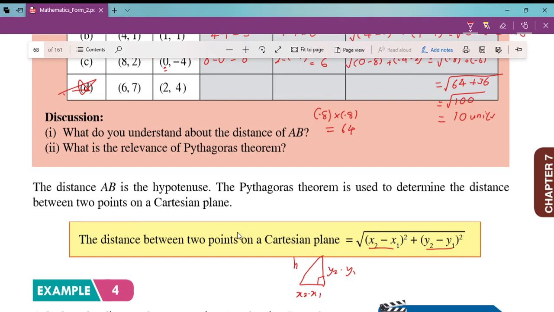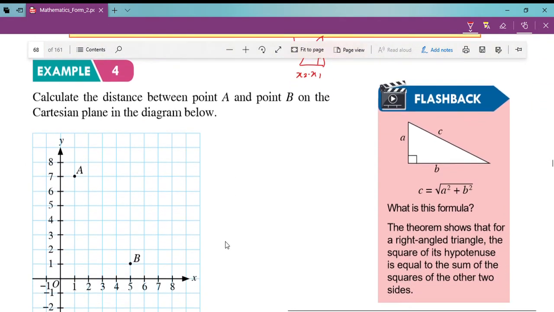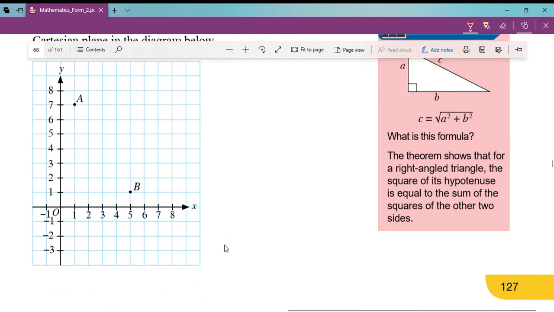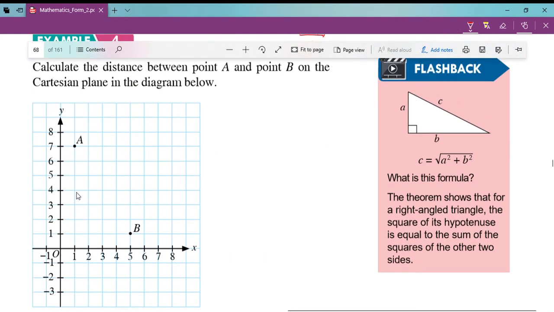Now we look at example 4, how to calculate the distance between AB. Even though the textbook only shows how to get the distance between AB, I'm going to show you here. The easiest way is to name the point first. For example, point A, can you name the coordinate? I'm sure, very sure you can do it. You learned this before in form 1.